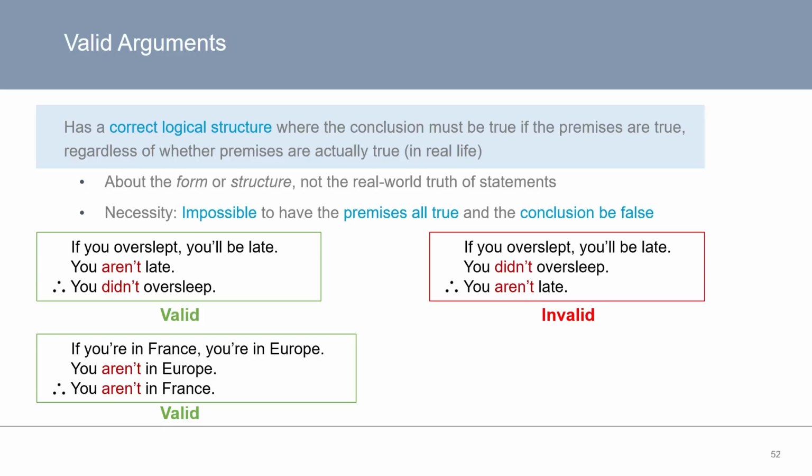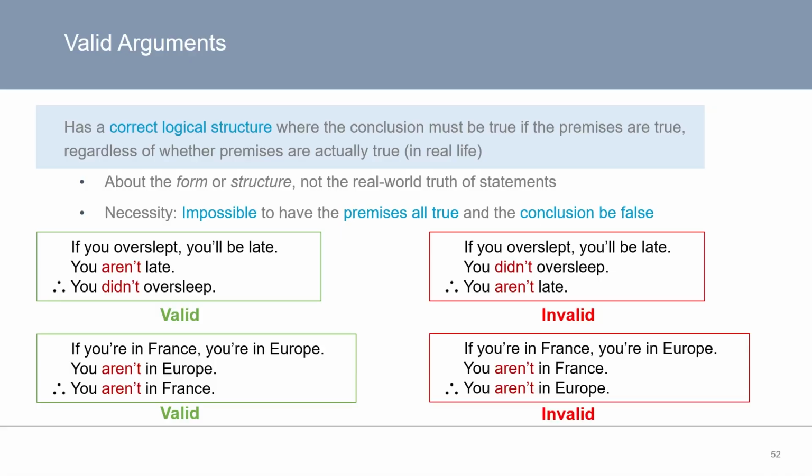This again is an example of a valid argument. The last example again starts the same, but then says you aren't in France, therefore you aren't in Europe. This argument is also invalid for similar reasons to the argument above it.